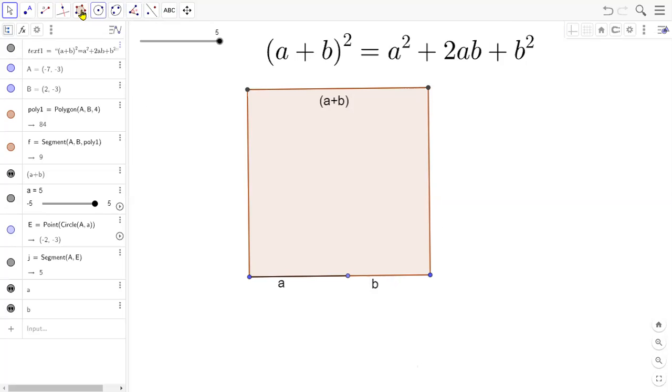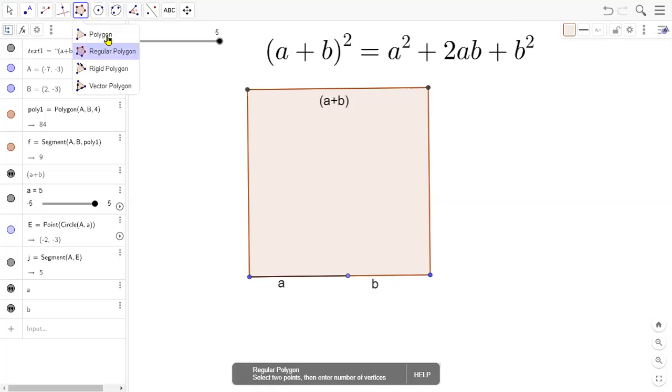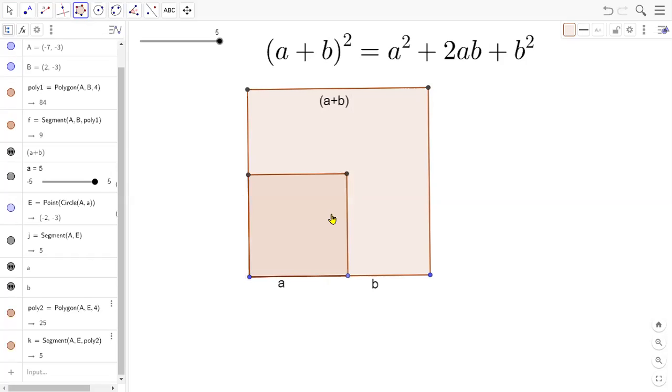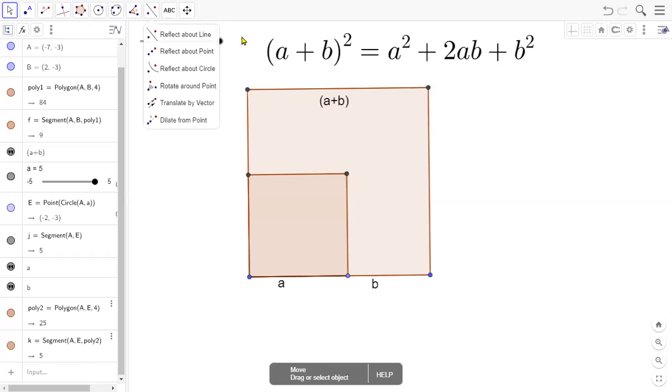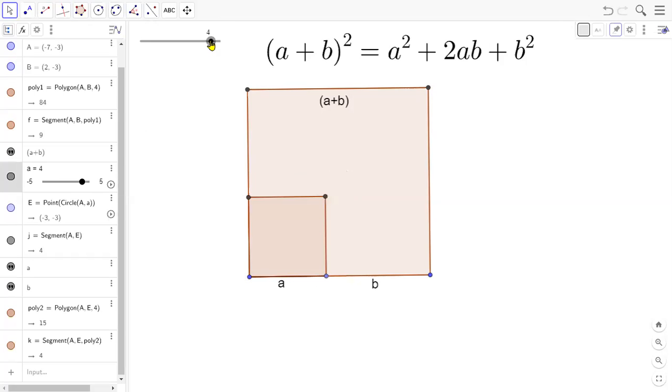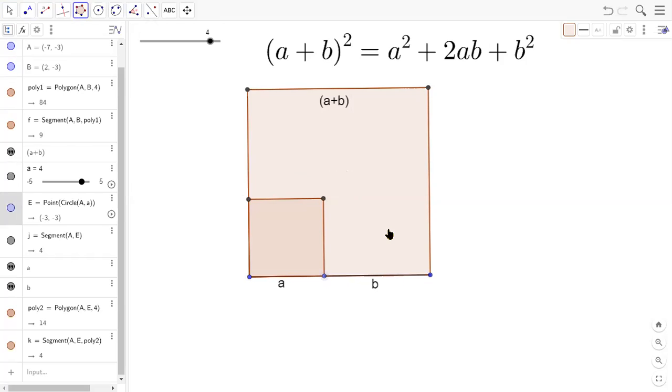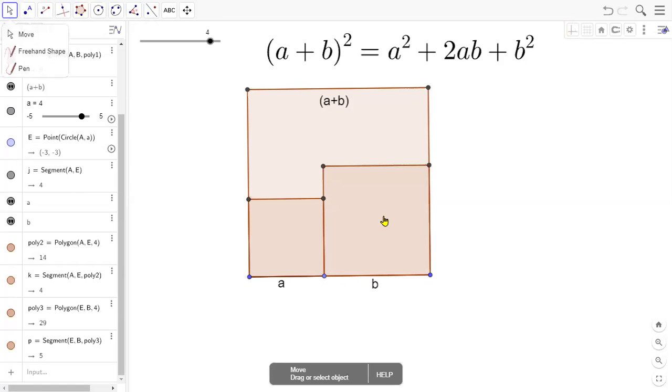And let me create the two squares, having the side a unit first. Let me take the a unit side and create a square. Here this is a square having the side length a unit. Similarly, we can create a square having the side b unit. This is the next square, which has the side length b unit.